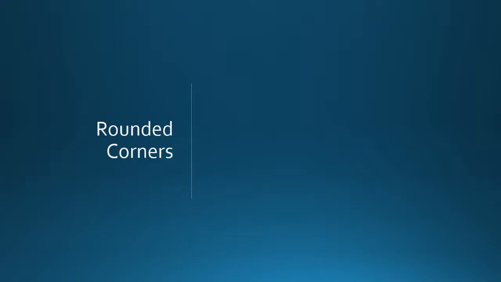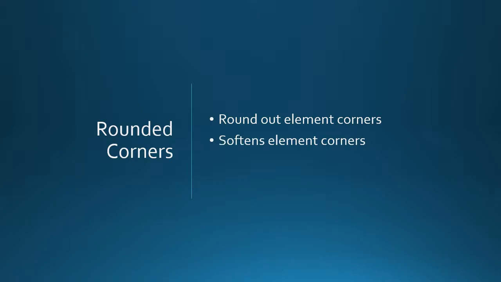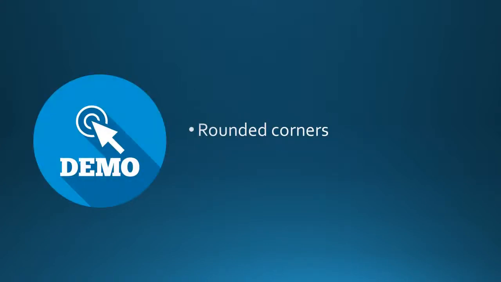One of the most requested features for CSS3 was the ability to do rounded corners. So it just helps round out some element corners. We typically apply these to things like buttons or maybe input fields. And all it does is soften the edges of the elements to make it just a little bit easier on your user's eyes. So let's take a look at some rounded corners.